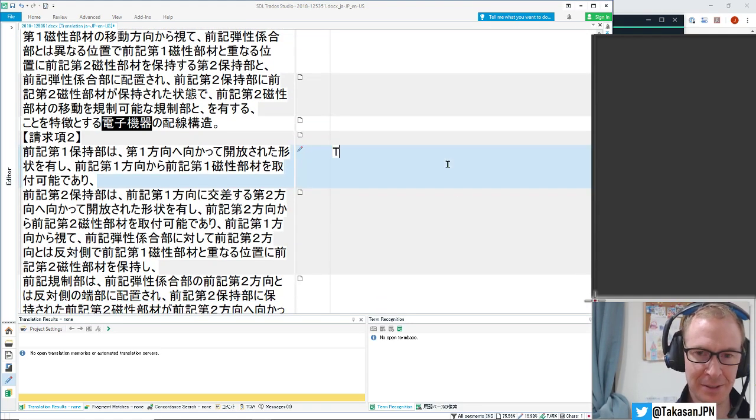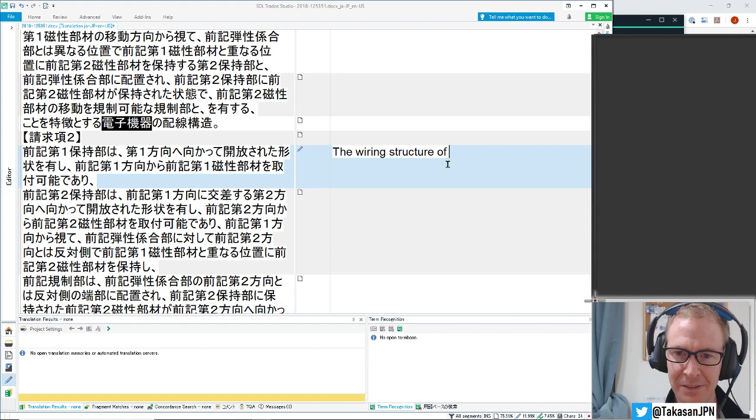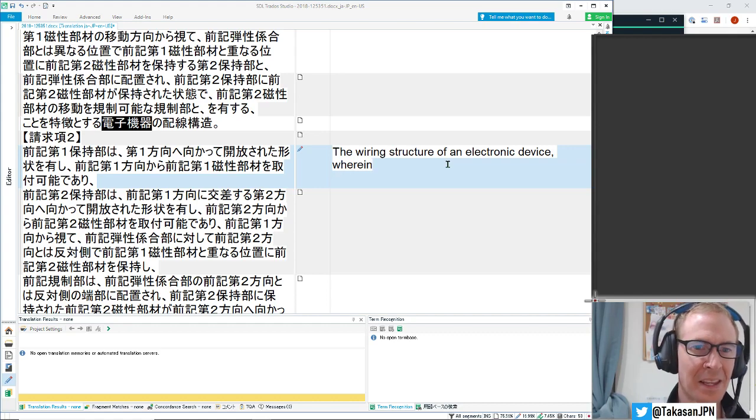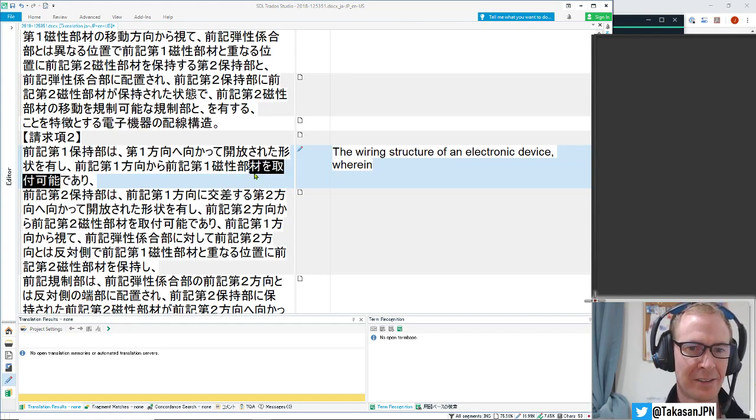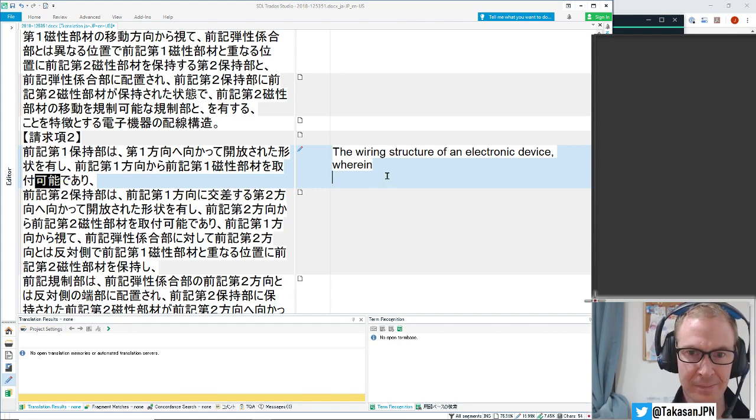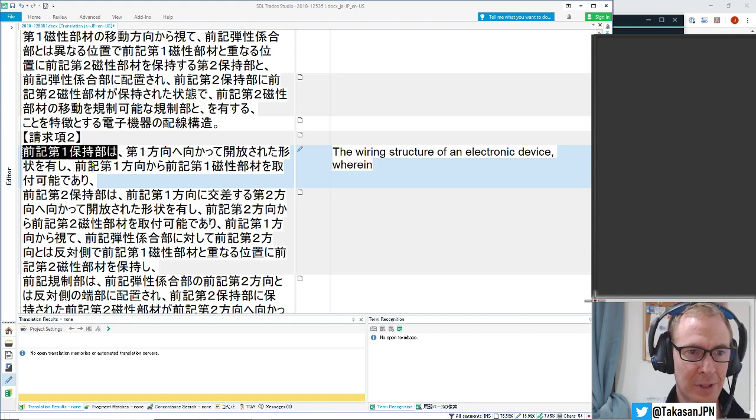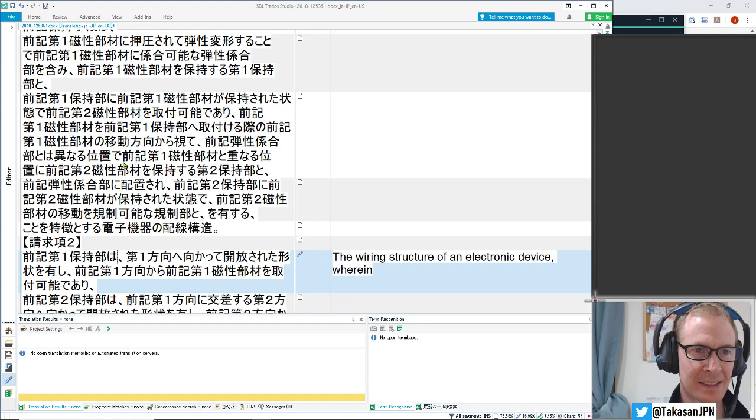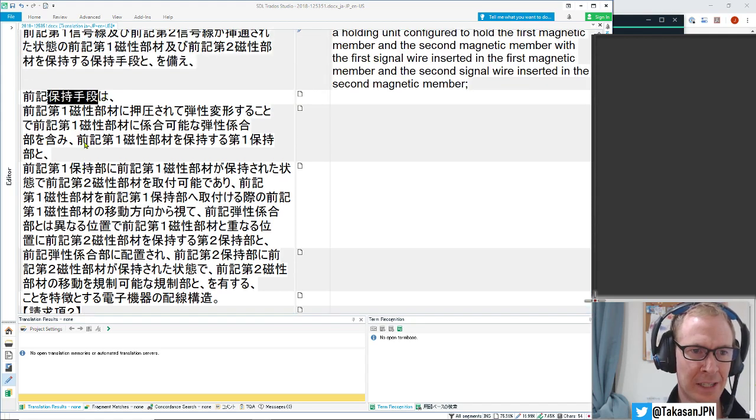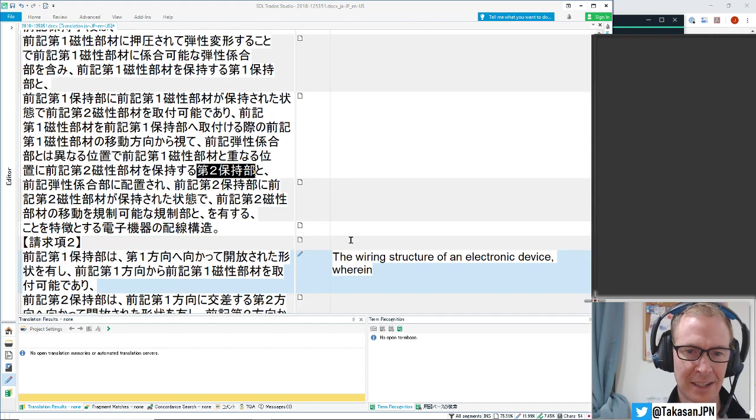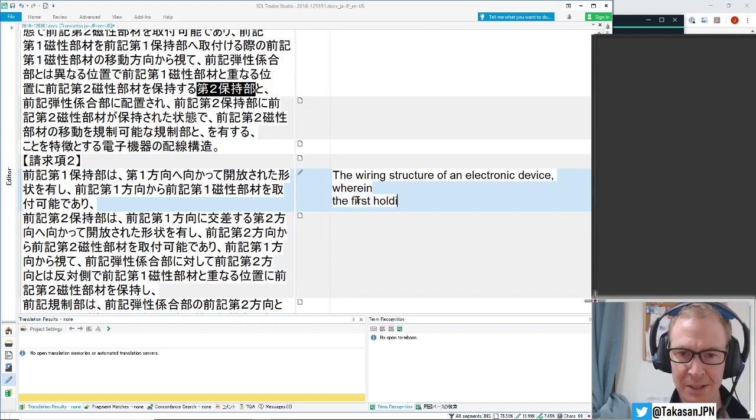Alright, let's go down to claim 2. So, dependent claim, the wiring structure of an electronic device. We're in. Alright, so here we have our kano. As we're talking about up above. Will this be a functional restriction? Let's have a look. So we're talking about, right, so I guess up here the holding unit includes a first and a second holding portion. Alright, so this is, we're in the first holding portion.